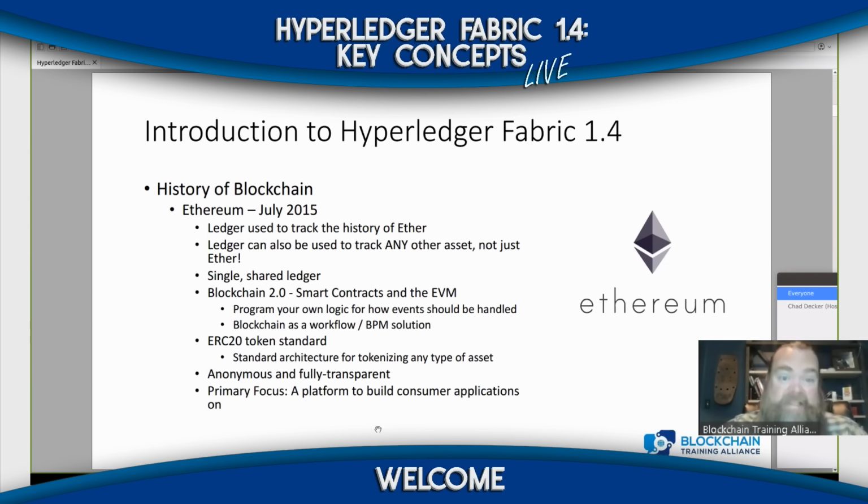It gives us many of the same features. So just like Bitcoin has its own built-in currency, also called Bitcoin, Ethereum has its own built-in currency called Ether. So just like people can trade Bitcoin back and forth and use it to make payments to one another, we can do the same thing with Ether on the Ethereum blockchain.